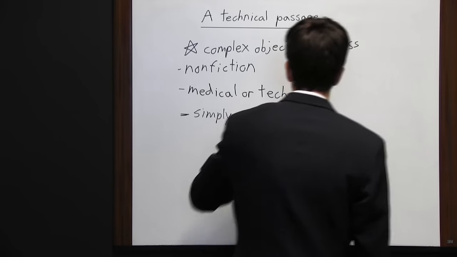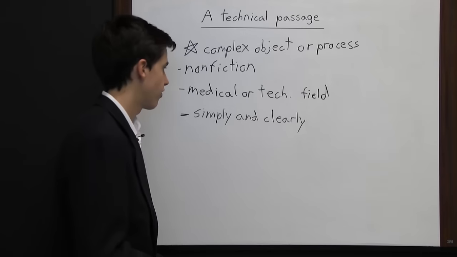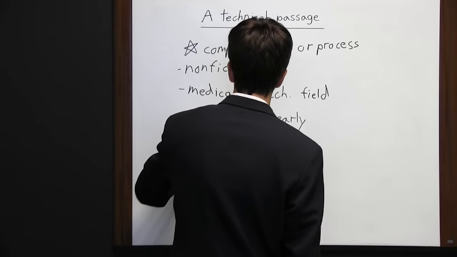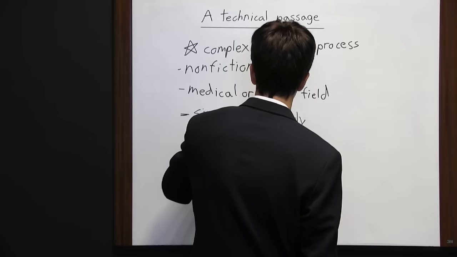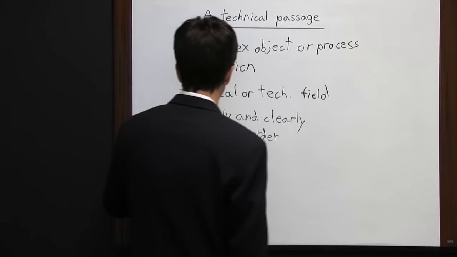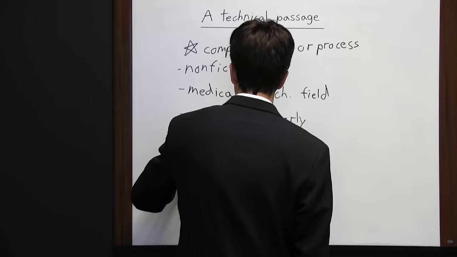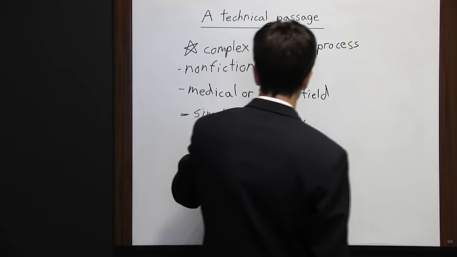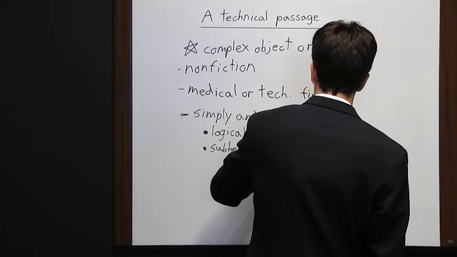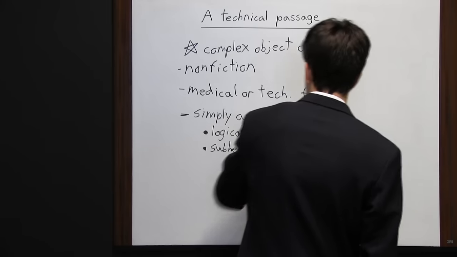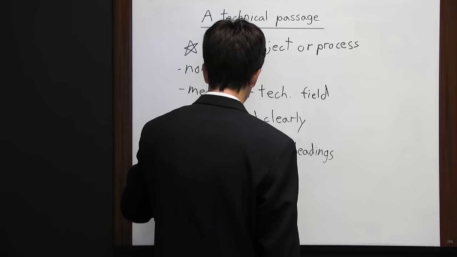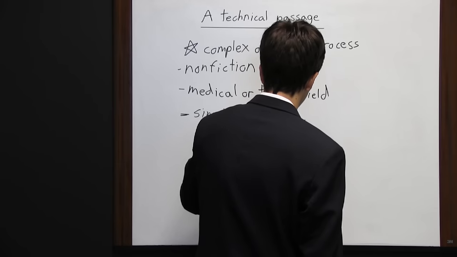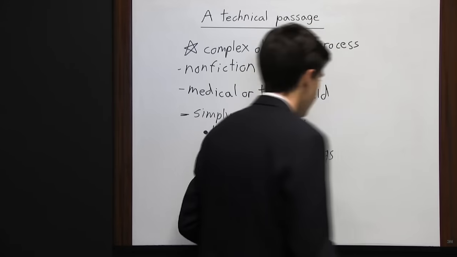In order to accomplish that goal, the author has several tactics that they'll often use to state everything simply and clearly. The first is by putting everything in a logical order. The second tactic is to use subheadings and headings. And the third tactic is to use letters and numbers. That sounds very vague, but what I'm talking about here is numbering the main points or using letters to separate sections of the paper.